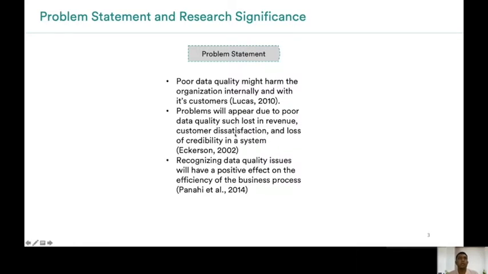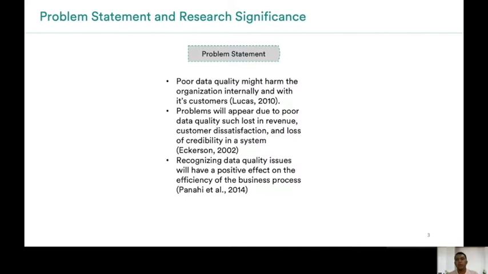So poor data quality might harm the organization internally and with its customers. Lucas said in 2010 that the estimated data quality problem costs US businesses more than $600 billion a year. It's a very huge amount of money because of poor data quality only. And then Eckerson in 2002 says that problems will appear due to poor data quality, such as loss in revenue, customer dissatisfaction, and loss of credibility in the system.